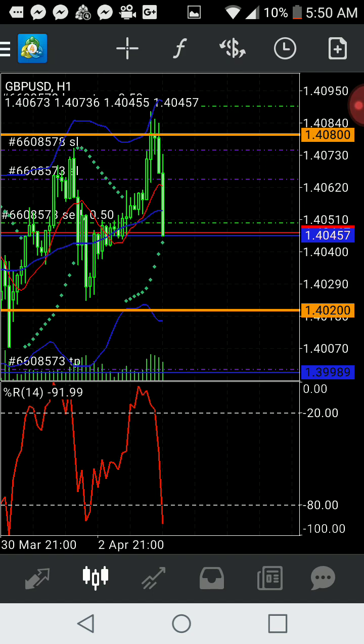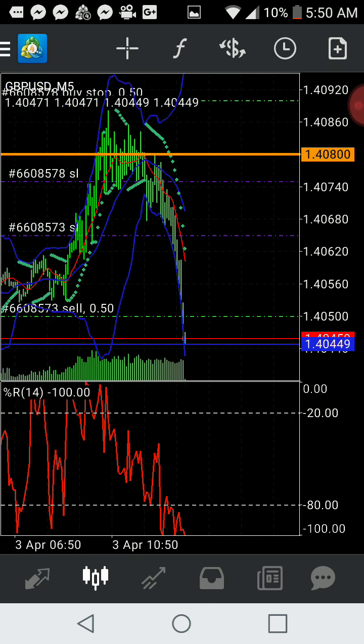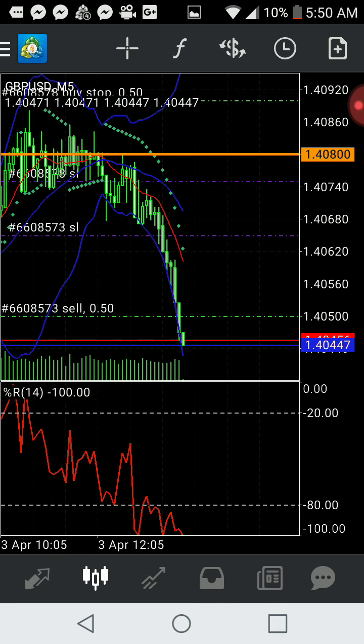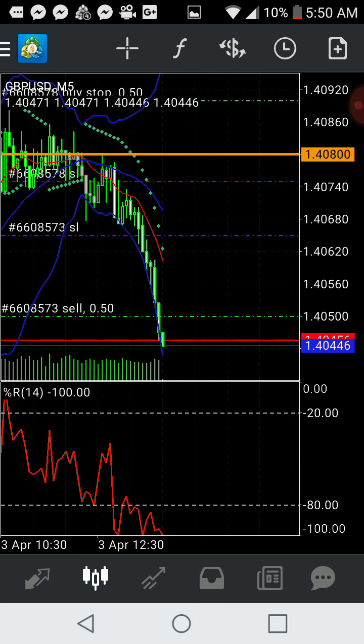Let's look and see where we are on this. That's on the 1-hour chart. Let's move this down to the 5-minute time frame. And I'm going to have to plug my phone in, guys, so we lose power here.